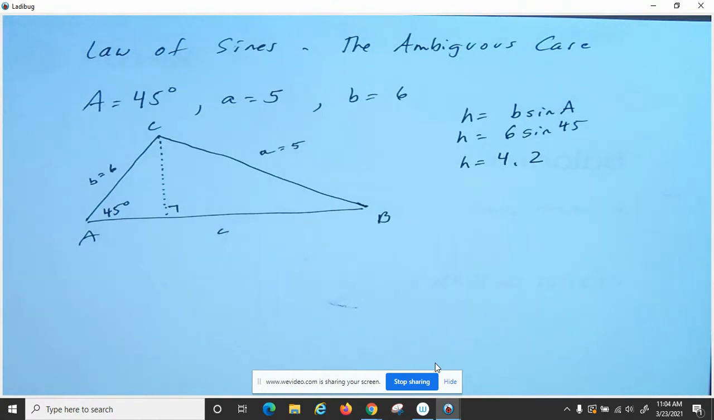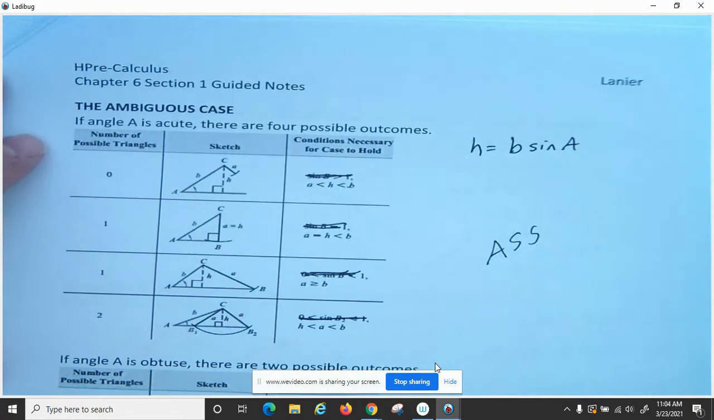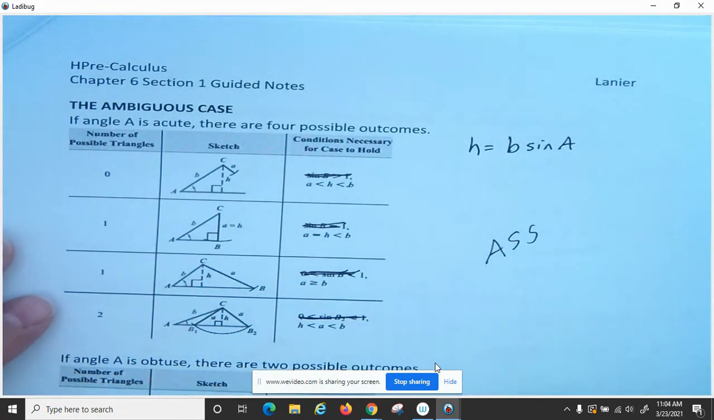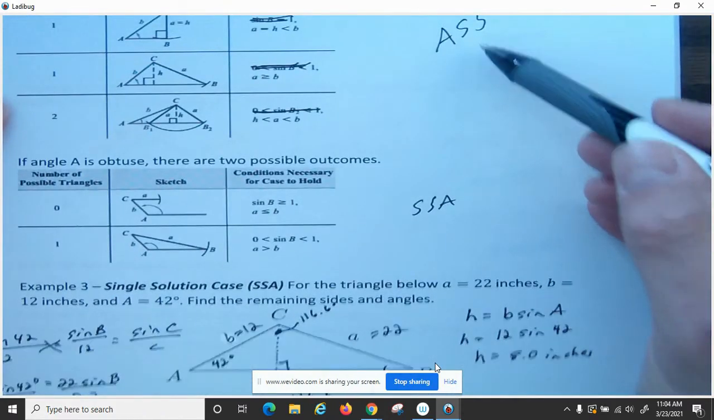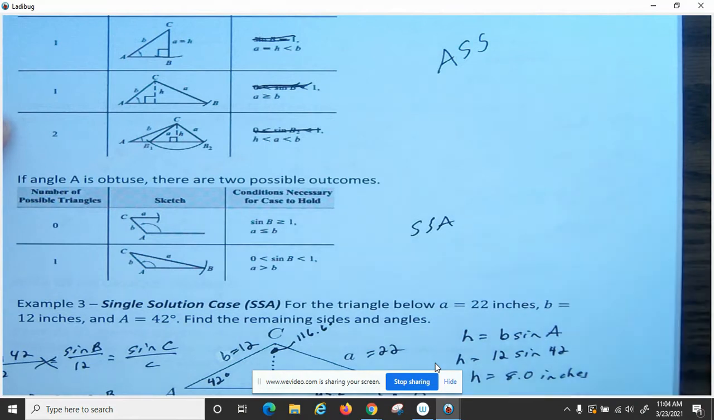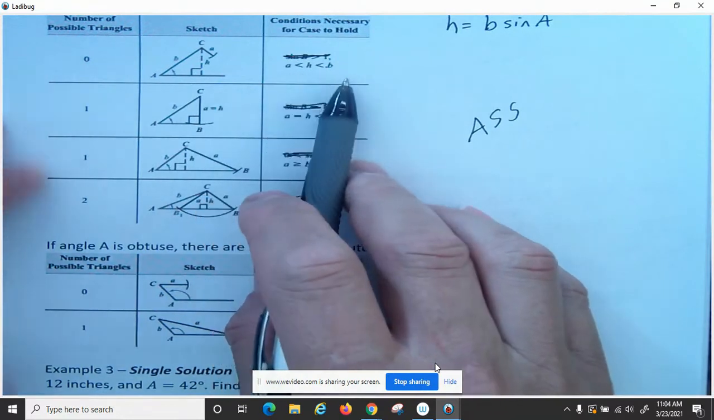I'm going to show you what I've given you as your guided notes. And of course, we see SSA. That tells me, again, that we are dealing with the ambiguous case. All right, so I need to compare side a, the height, and side b.